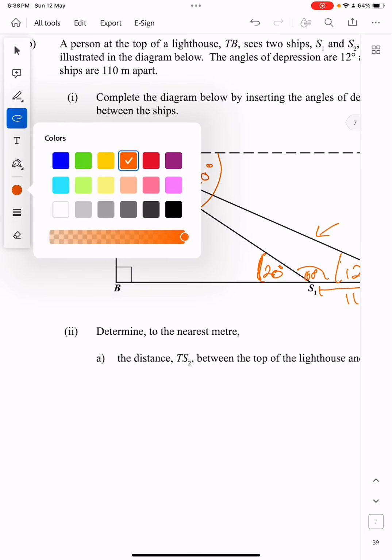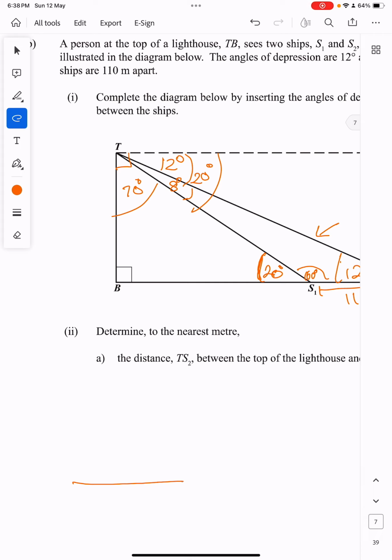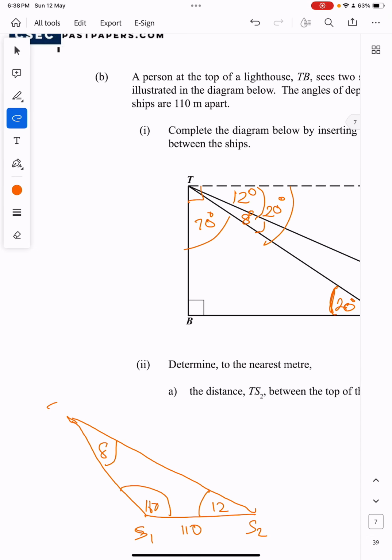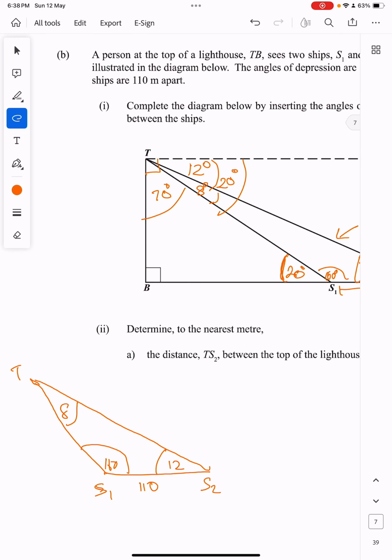Right, so we've got down here, we've got this bit going up over here, and then we have this bit coming down here. This is S2, this is S1. We have 110 here, 12, 160, and 8, and this up here is T. Right, good. We could work with that. So we want to figure out the length of ST.